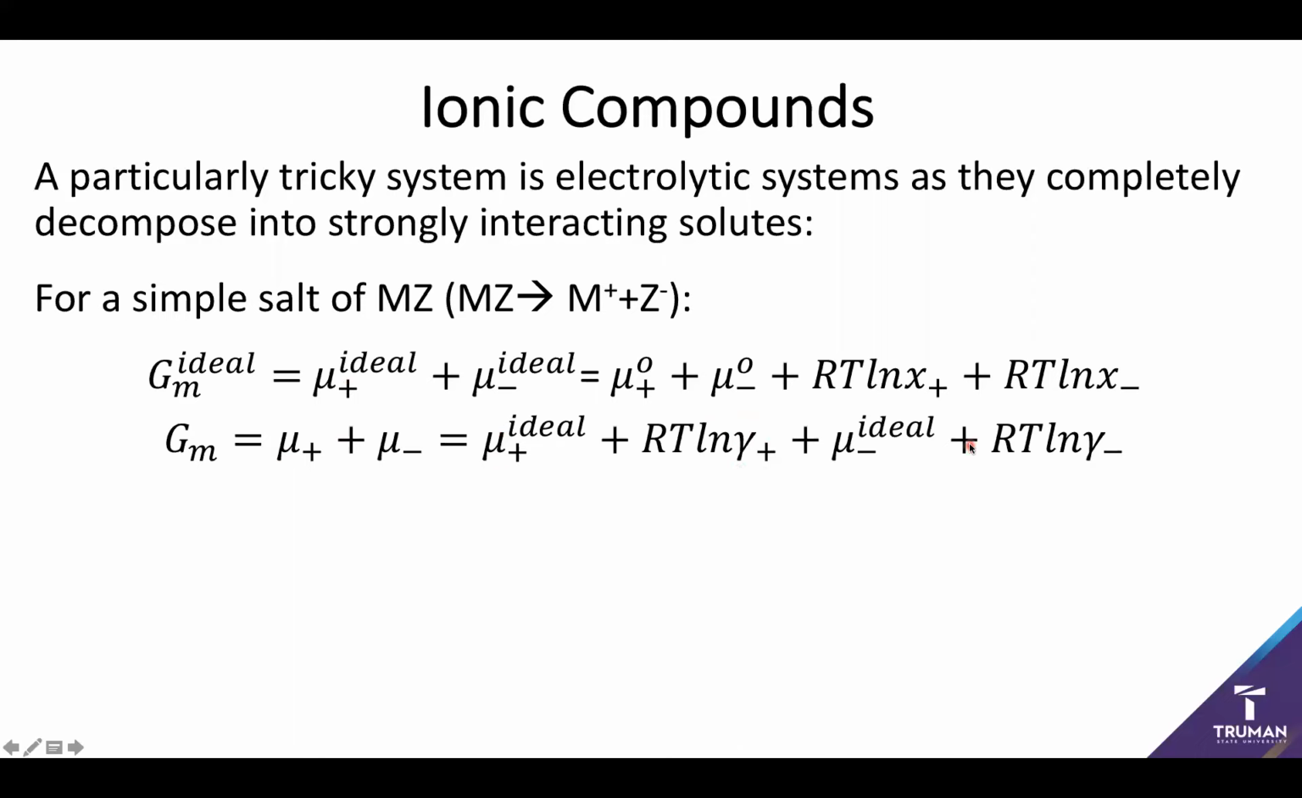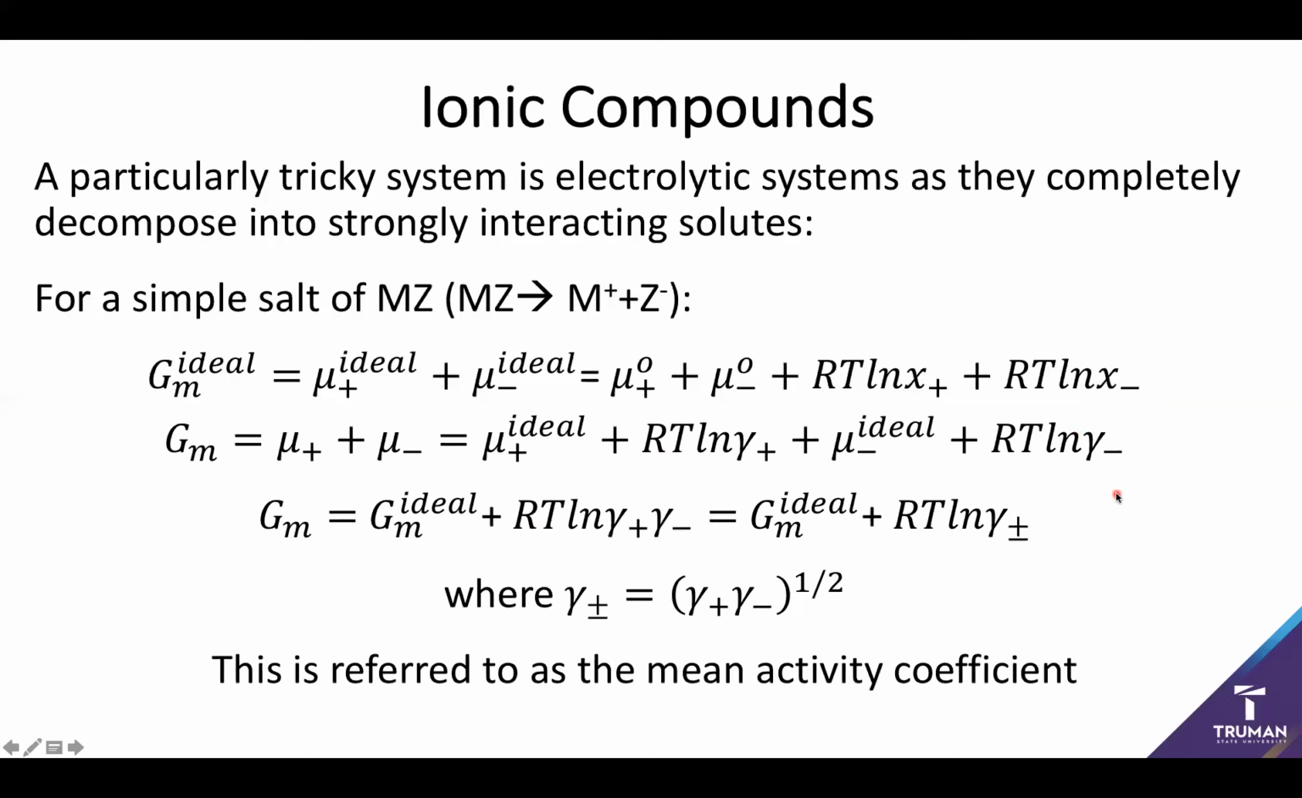So thus what we can do is embody all of the ionic character in one simple correction value. Well, two simple correction values, the activity coefficient for the cation and the activity coefficient for the anion. Well, let's be honest, we could go ahead and then use the log laws to combine these: RT times the natural log of the activity coefficient for the cation times the activity coefficient for the anion.